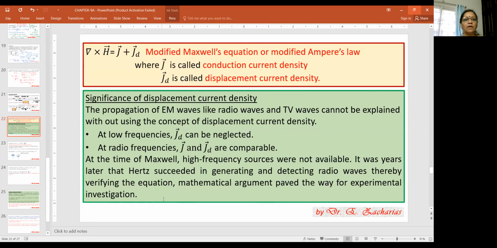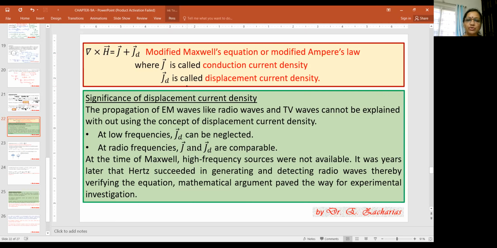Or to summarize what we have done till now, we will write this modified equation. So this modified equation that we have written is del cross H is equal to J plus JD. This is called the modified Maxwell's equation or modified Ampere's law, where J is the conduction current density and JD is the displacement current density.